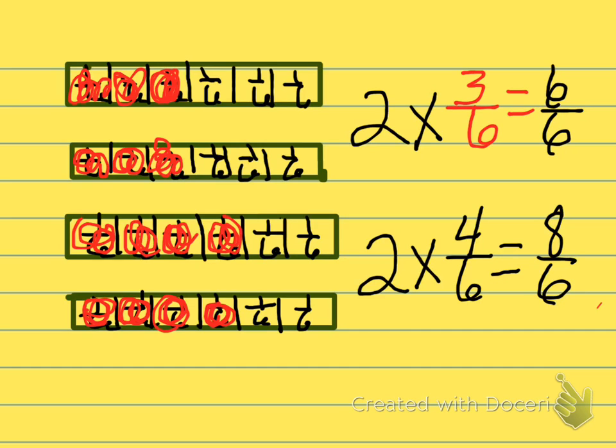Let's move on. When we multiply a fraction by a whole number, the numerator is the product of the whole number and the numerator of the fraction. The denominator in the product is the same as the denominator of the fraction that we are multiplying. Let's move on.